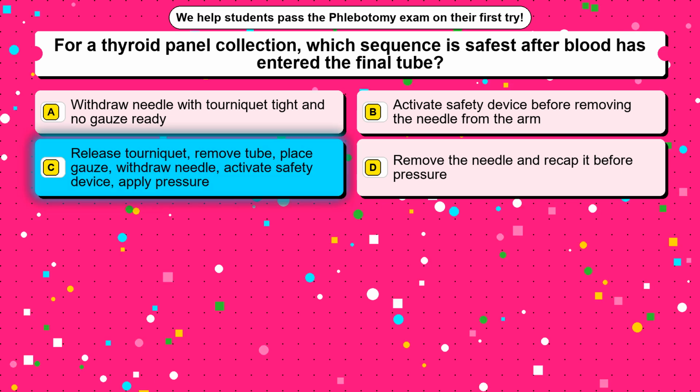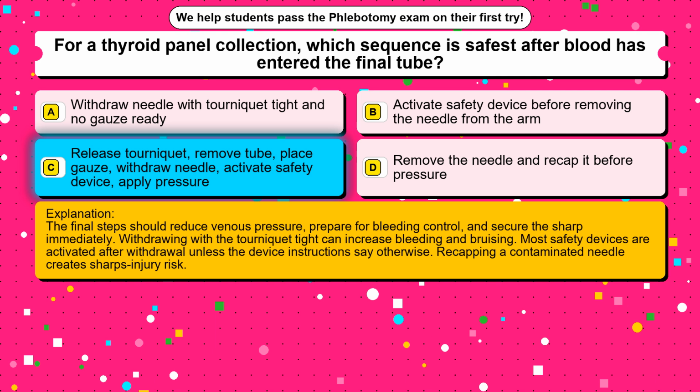The correct answer is option C. Release tourniquet, remove tube, place gauze, withdraw needle, activate safety device, apply pressure. The final steps should reduce venous pressure, prepare for bleeding control, and secure the sharp immediately. Withdrawing with the tourniquet tight can increase bleeding and bruising. Most safety devices are activated after withdrawal unless the device instructions say otherwise. Recapping a contaminated needle creates sharps injury risk.